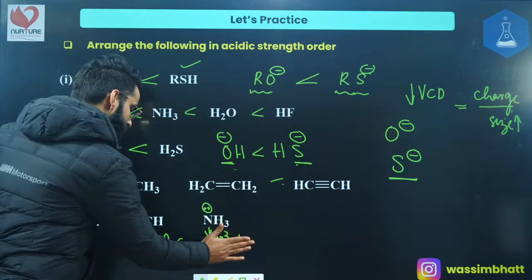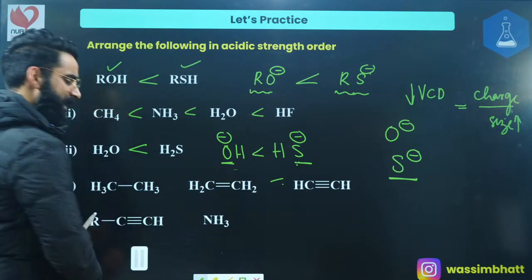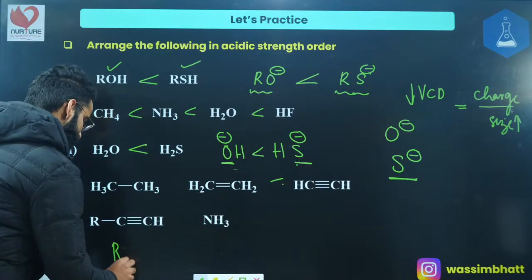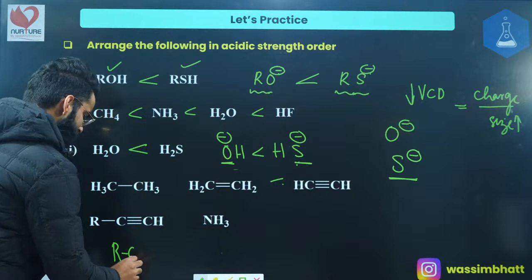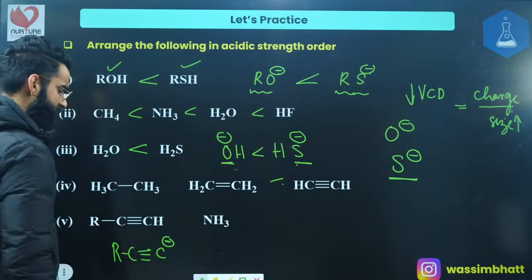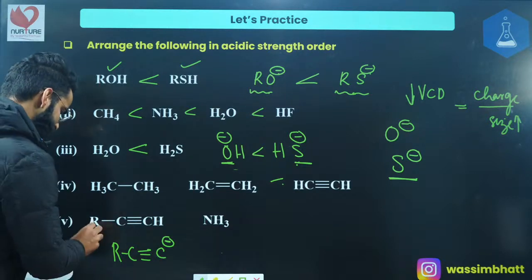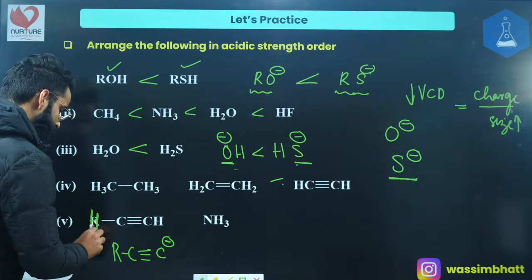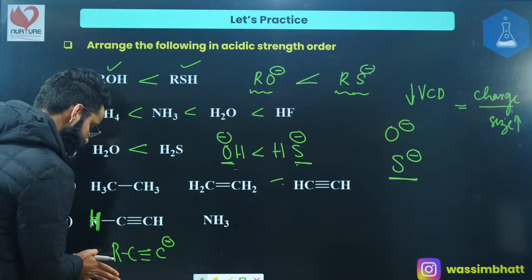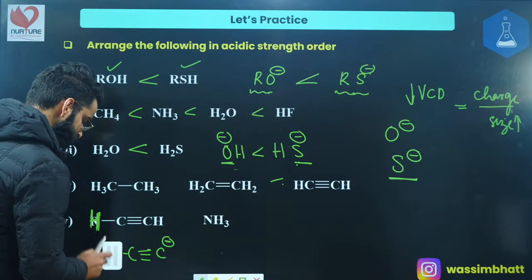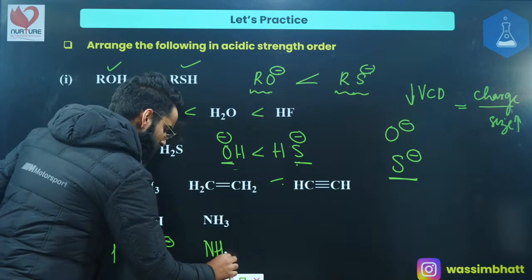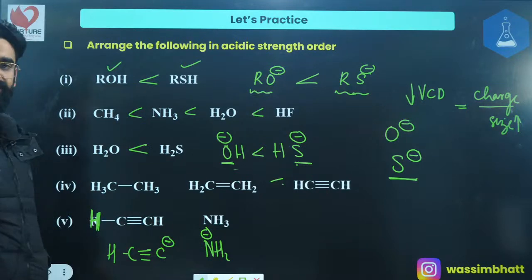Now let's compare the acidic strength. Just take H positive out from here. If you take H positive out, it's going to be C triple bond C with a negative charge. Oh wait, this is not R, this is H. This H. Take H positive out from here, it becomes NH2 with a negative charge on nitrogen.